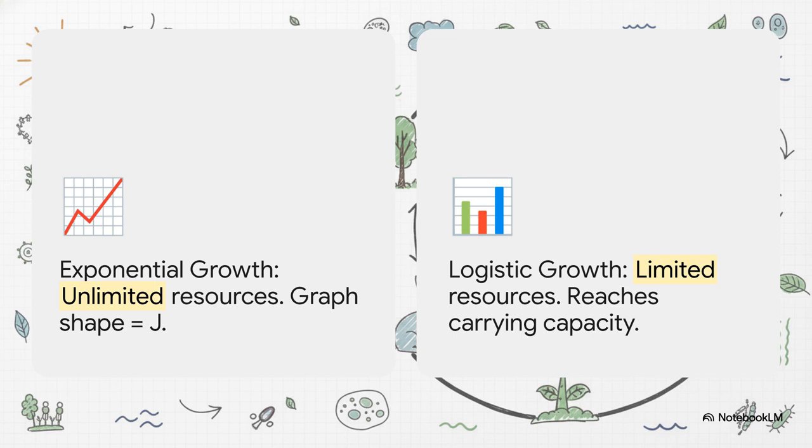The population grows fast at first, but then it levels off because the environment just can't feed or house any more individuals. That crucial leveling off point? That's known as the environment's carrying capacity.